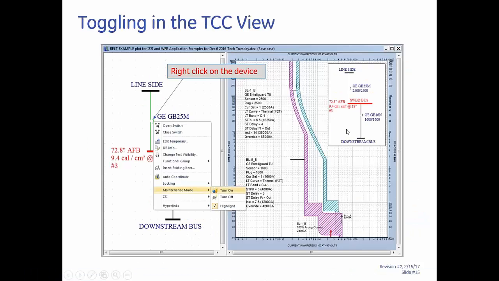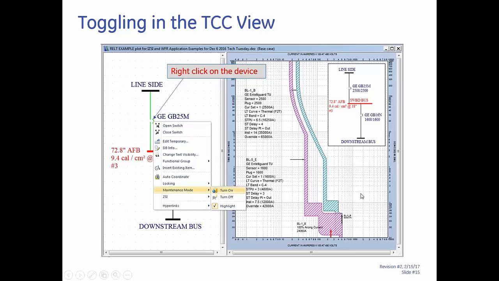If I go into the TCC view, where I'm also showing the one line on the left-hand side with EasyPower, I previously activated the maintenance mode by saying turn it on and apply in the settings window. But once I have a value entered, I can also turn it off via this view by going to the breaker that has the maintenance function, right-clicking on it, which will bring up this menu, and mousing down to the maintenance mode, and there I can turn it on and off.